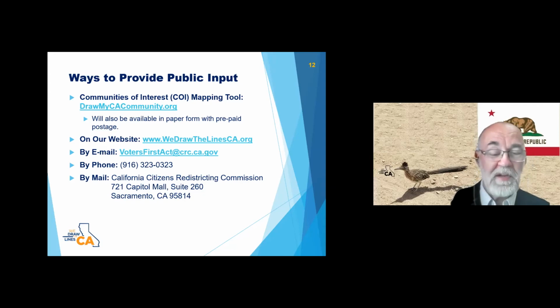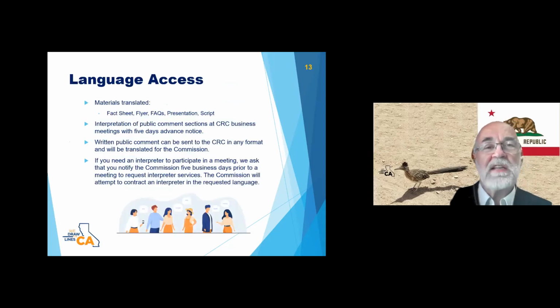All of your input will help the commission determine the boundaries of your communities and your districts. Language access is important to the commissioners. We've taken steps to ensure that as many Californians as possible will be able to participate in the process so that language is not a barrier. We have translated our flyer, our fact sheet, our frequently asked questions, as well as this presentation into Spanish, simplified Chinese, traditional Chinese, Vietnamese, Tagalog, Korean, Armenian, Farsi, Arabic, Russian, Japanese, Punjabi, and Khmer.